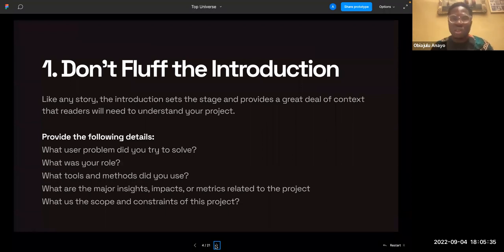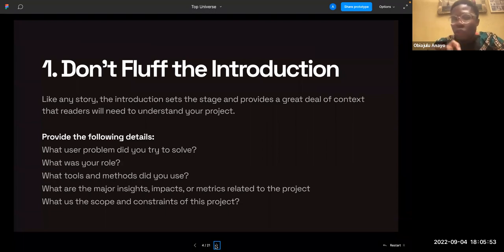So what tools and methods did you use? What tools did you use on that project? Did you use Google Documents, or Figma, or After Effects for motion and stuff like that? And then you need to highlight the major insights, impacts, and metrics related to that project.